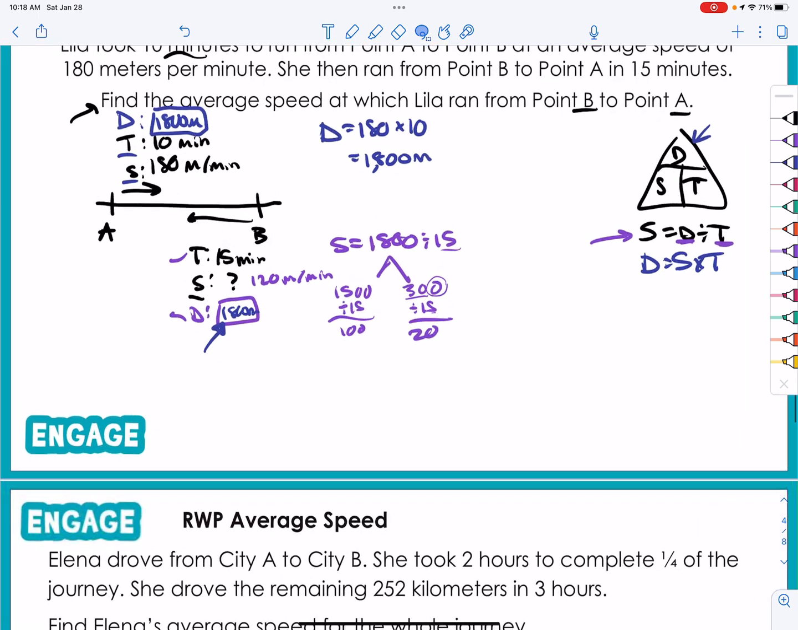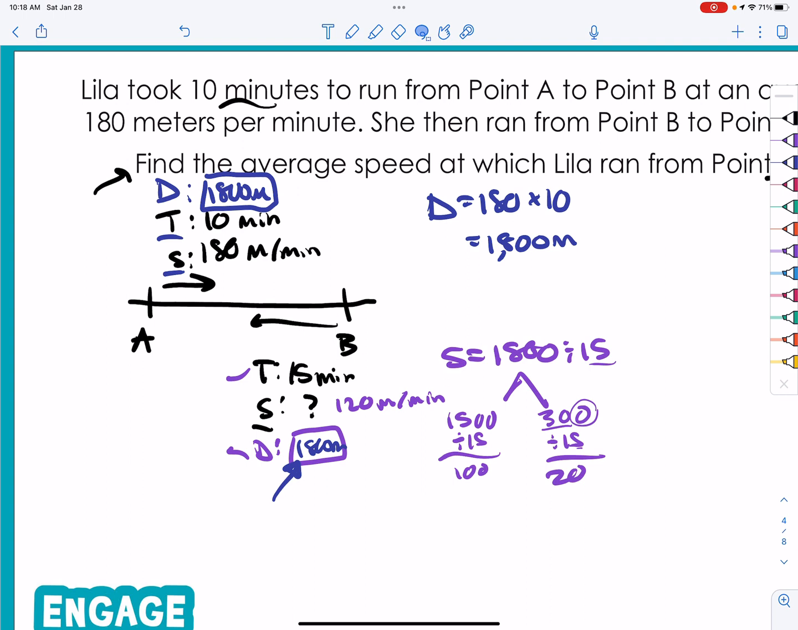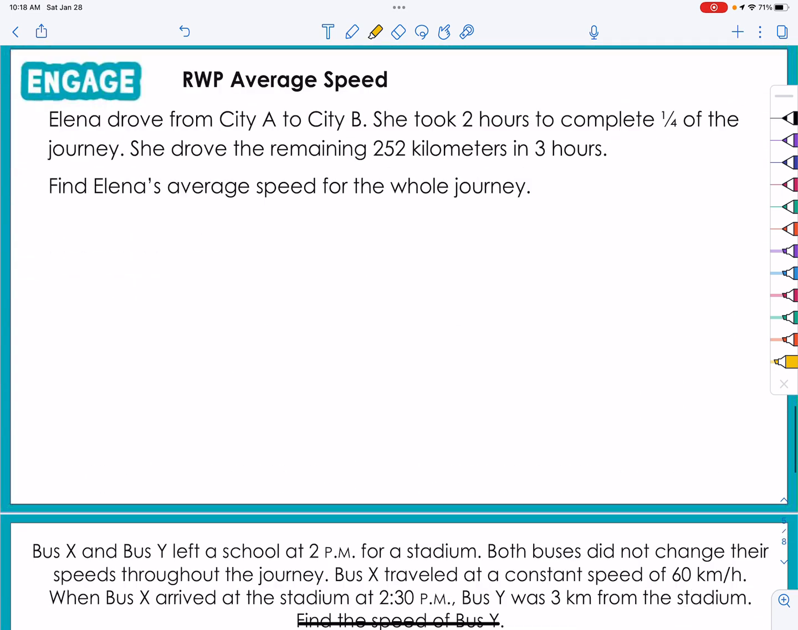So let's move forward. And I am going to take a quick reasonability check because I do think that's important to think about this. From A to B, she traveled at 180 meters per minute, and it took her 10 minutes. B to A, they tell us it took her longer to return. So she's traveling the same distance in more time. So that must mean logically that she's traveling slower. So if I look at my answer here, 120 meters per minute compared to 180 meters per minute, she is traveling slower from B to A based on that speed that we calculated. So my answer does seem reasonable, and we are good to go.